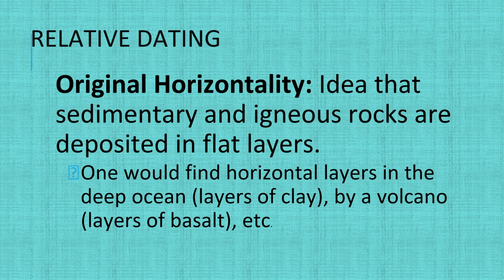And the last one is original horizontality. So this is the idea that all of our sedimentary and igneous rocks are deposited in flat horizontal layers. So anything that happened to change those layers happened after they were deposited, right? So if you look in the deep ocean, you find layers of clay, and in a volcano, you find layers of basalt. So all of these things deposited in layers horizontally. Anything else going on that changed those layers happened after.